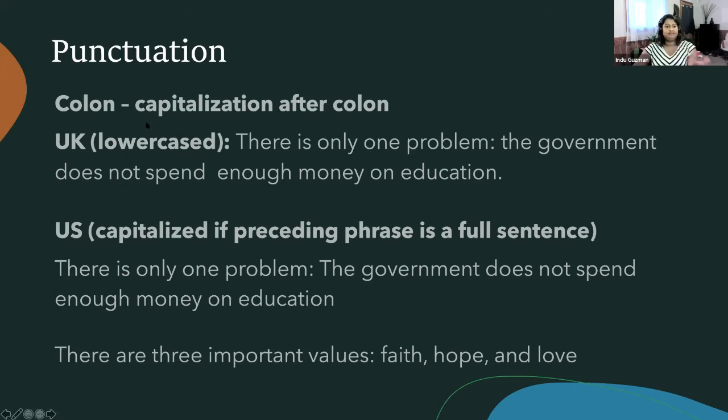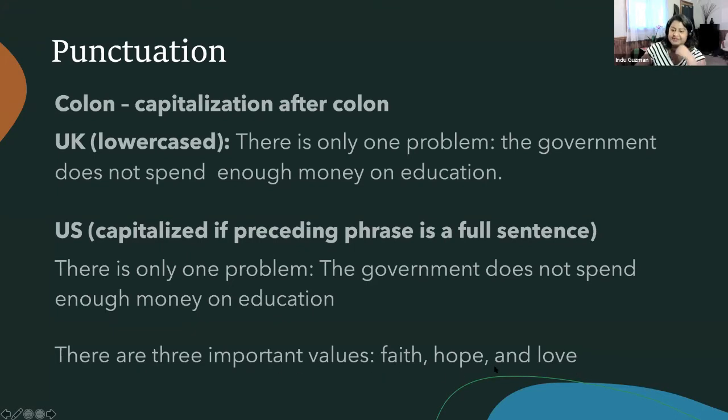And then here's the colon. Capitalization after the colon. For example, in the UK, it's always lowercase. There's only one problem: the government does not spend enough money on education. You see the is lowercase. The US, according to the Chicago Manual of Style, the word that's after the colon is capitalized if it's a full sentence. If it's not a full sentence, it's lowercase. For example, you can see the second sentence. There are three important values: faith, hope, and love.